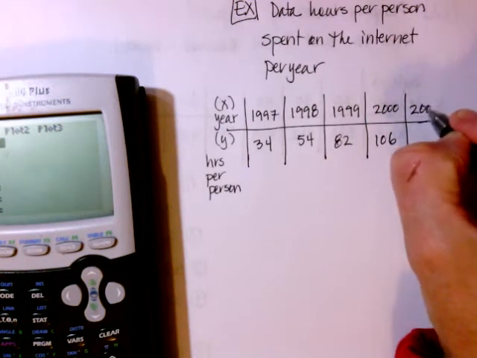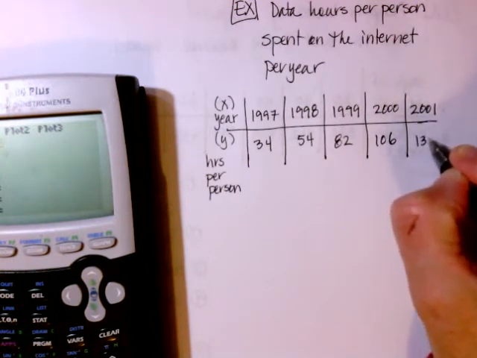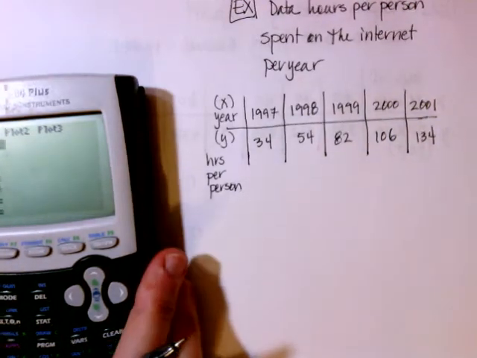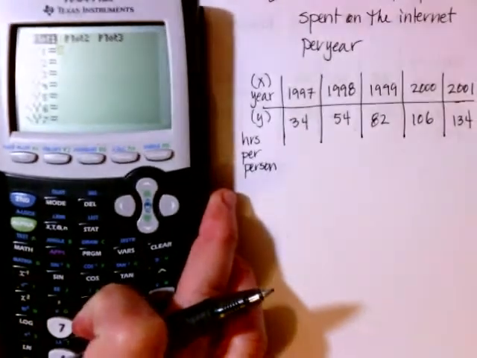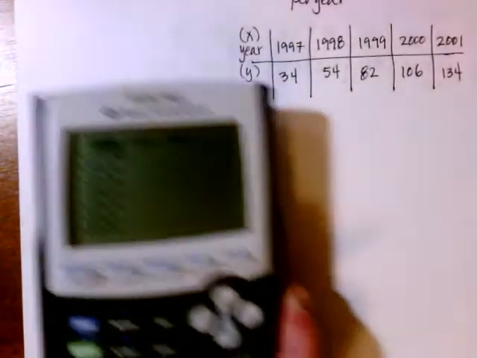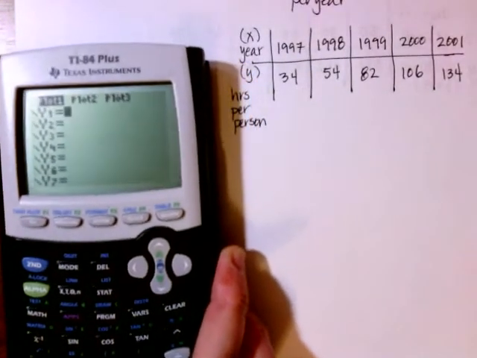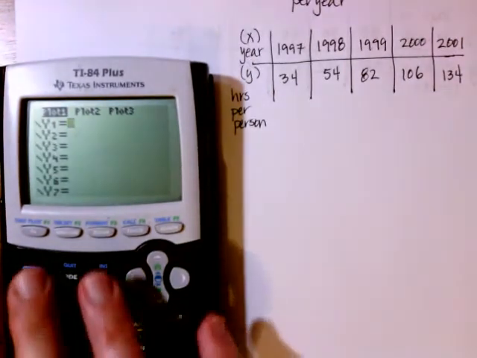Then I have the year 2001, and I have 134. All right, so we're going to do the same basic process. I'll write the steps down. Let me see if I can get my grapher so you can actually see it. Maybe that's better. All right.